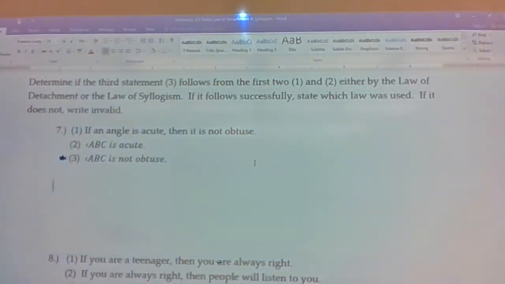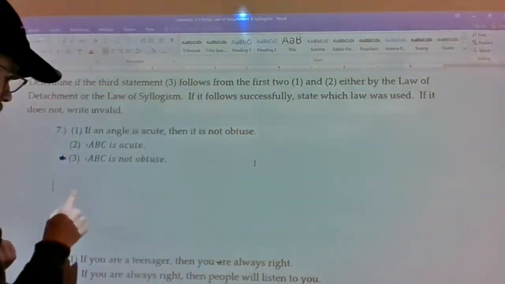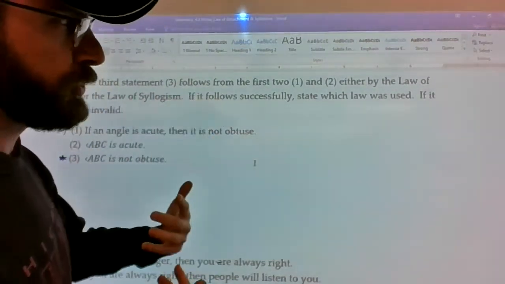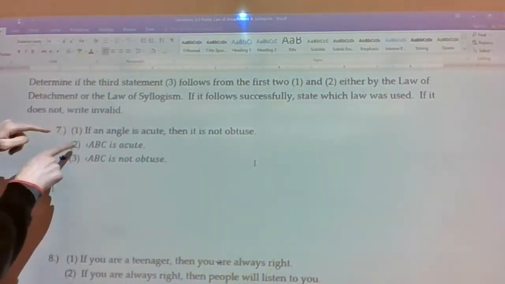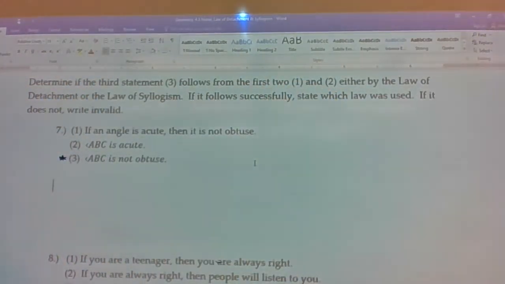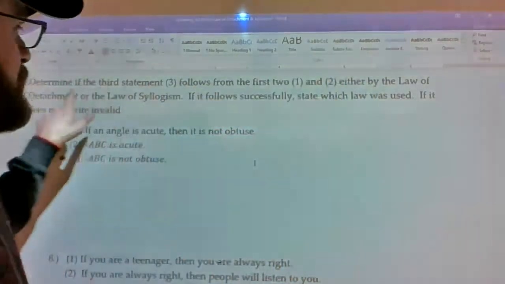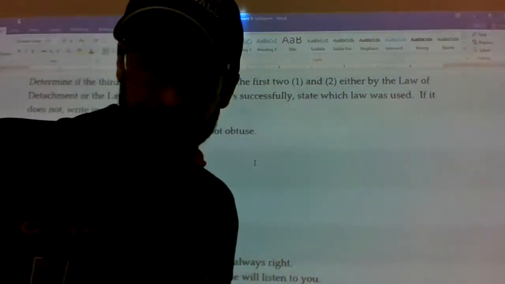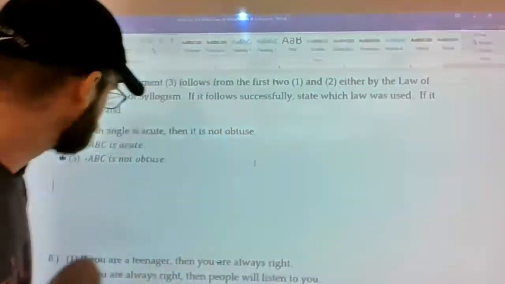So, lots of directions here. Determine if the third statement, this guy right here, follows, is successfully implied by the first 2 given. We get these 2 statements. You're going to say if it's successful that the law of detachment backs it up or the law of syllogism backs it up. If it doesn't follow, then neither of the laws are used and you just say invalid.